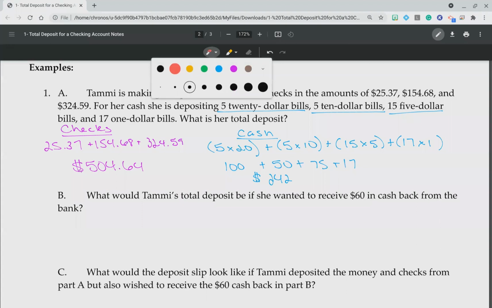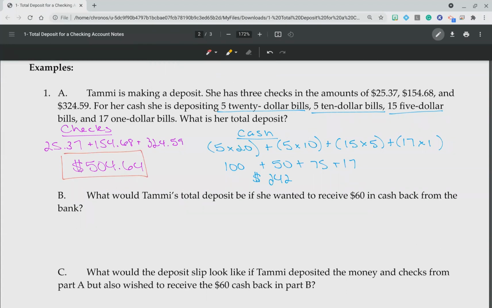To find my total deposit, I'm going to take all the checks and all the cash and add them together. 504.64 plus 242 to get a total deposit of, I'll write total over here, $746.64. All right, so that is my final answer.